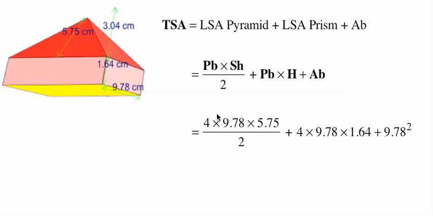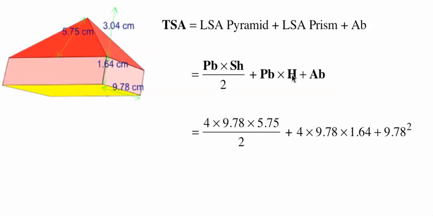So the perimeter of the base is each, 4 sides. Each side is 9.78, so it's 4 times 9.78. Then the slant height is 5.75. We're talking about the lateral surface area of the pyramid, not the total surface area. So 5.75 is the slant height, and then we divide all that by 2, plus the perimeter of the base of the prism, which is going to be 4 times 9.78 again. So 9.78, 9.78, 9.78, and 9.78.